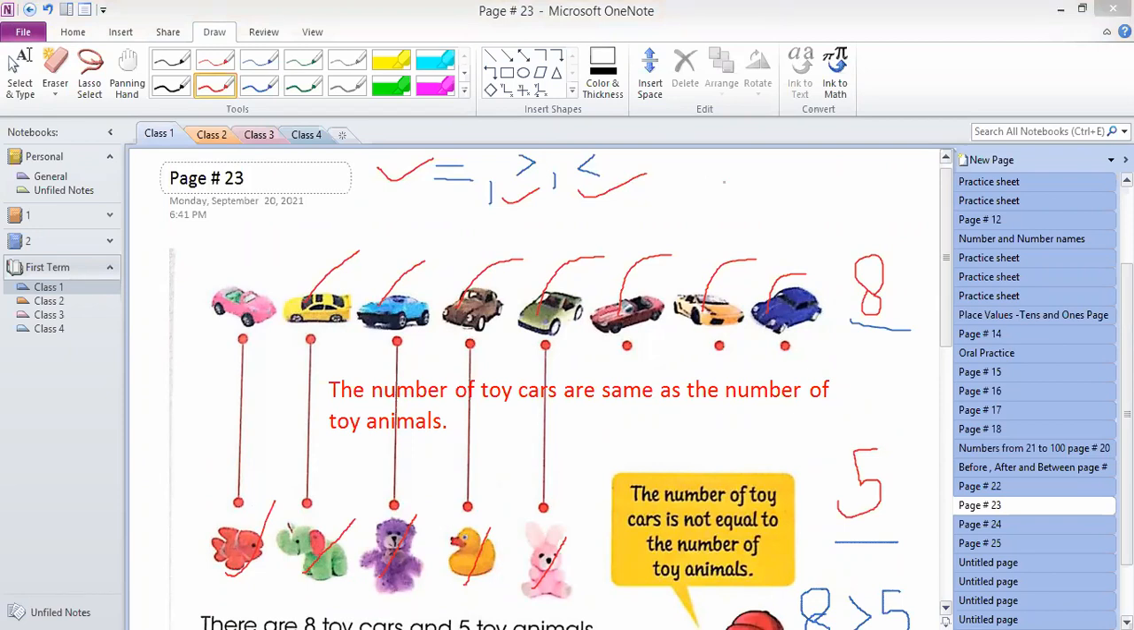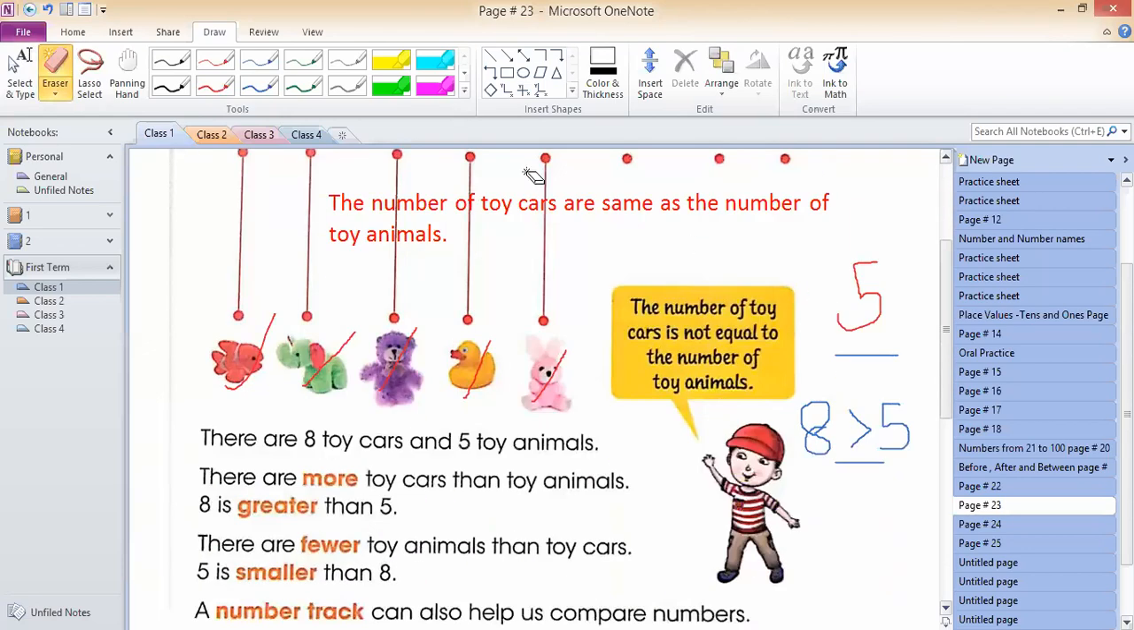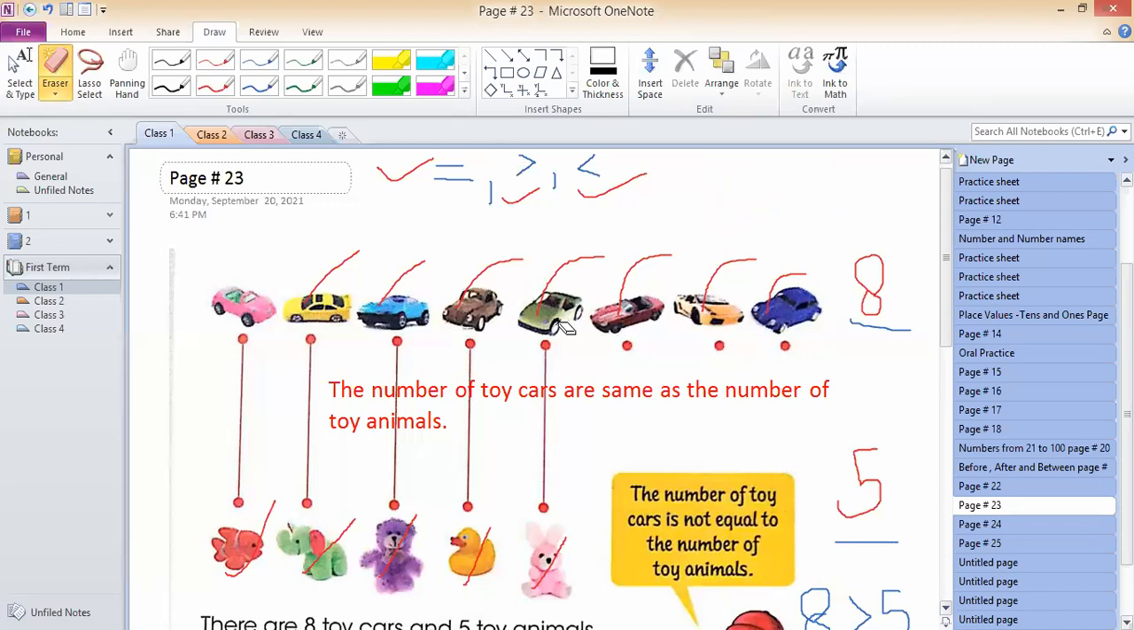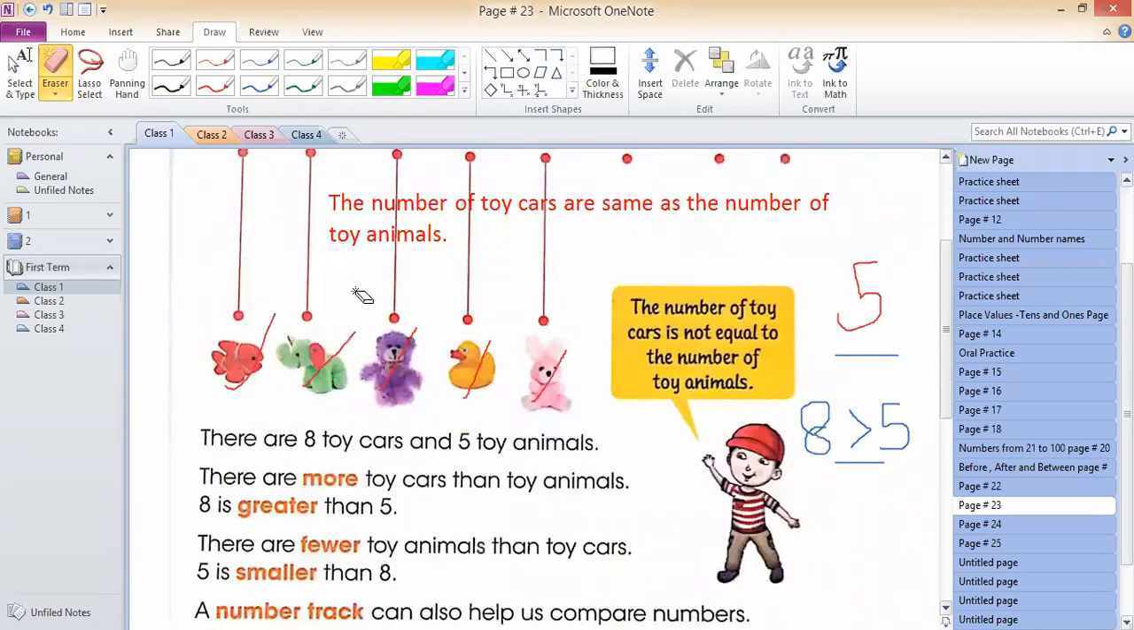Again, I repeat, the number which is bigger, like 8 and 5. Because 8 is bigger, you will open the face of this sign in front of 8, and its end should be in front of the smaller number. So here 8 is greater than 5. That's why you will say there are more toy cars than toy animals. The number of toy cars is not the same as the number of toy animals. There are more toy cars than toy animals because 8 is greater than 5. Is it clear, guys? Yes.